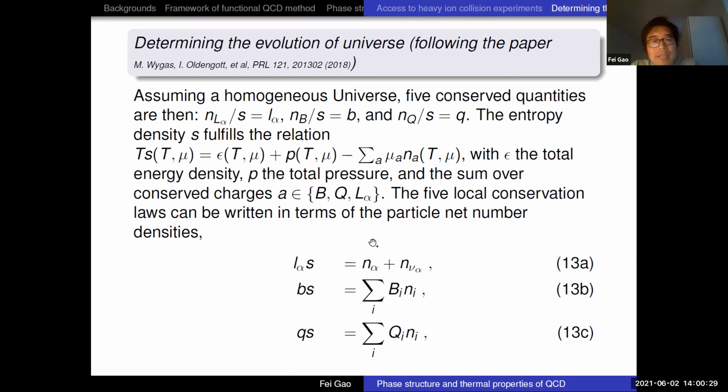The mechanism here is that if we introduce a non-zero lepton asymmetry, then it will drive the trajectory of the universe evolution to a large baryon chemical potential. So a large lepton asymmetry will possibly make the cosmological trajectory go into the first order phase transition of QCD.